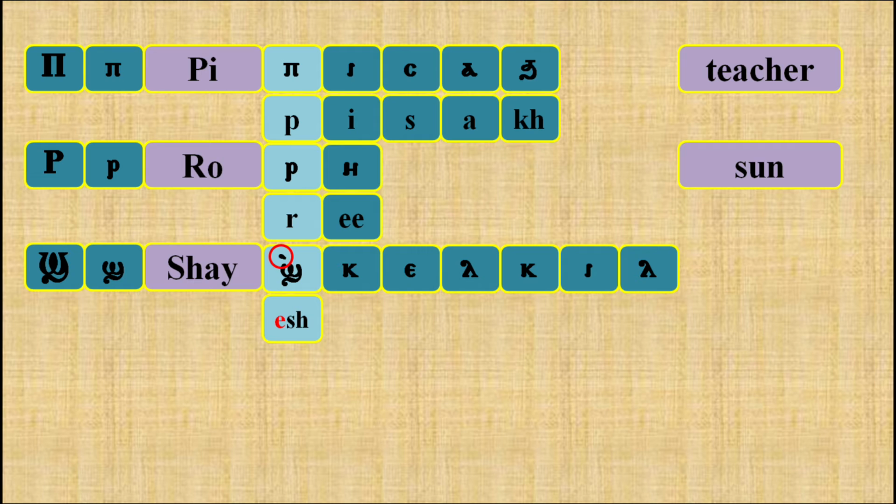And then this is Kappa. We learned it last time as K. This is one of our vowels, E, and it's an E, right? This is Lolla. We have seen it in a previous word before.